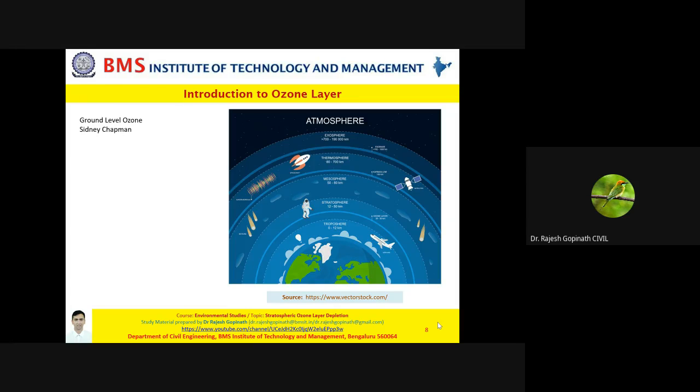As you can see on the screen, when I say upper atmosphere, we have different layers. This is something you might have studied in your geography. We have the troposphere, which is the one we are closest to. Then above that we have the stratosphere. Then we have the mesosphere, then the ionosphere, then the thermosphere, then the exosphere, wherein we have the beginning of outer space.